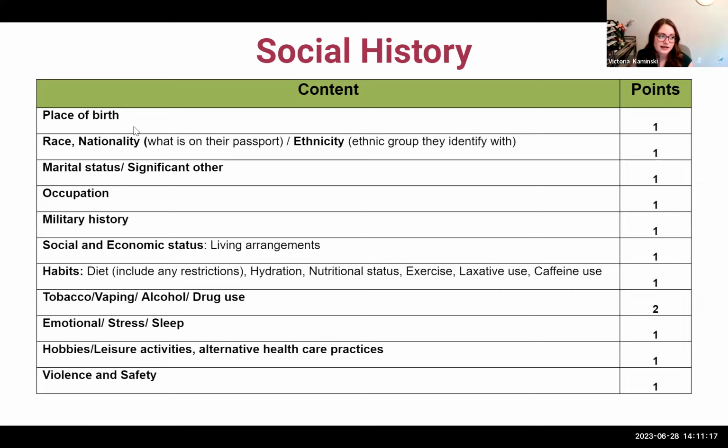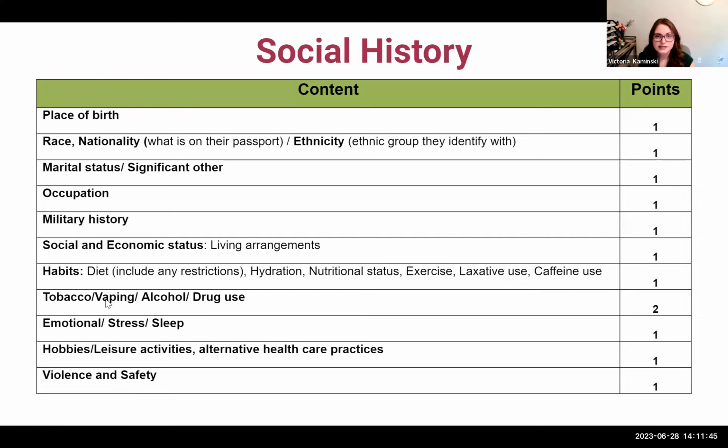Social history, you're going to ask the patient about their place of birth, their race and nationality, and then their ethnicity that they identify with, their marital status, occupation, military history, social and economic status, their habits in terms of diet, if any restrictions, hydration, their nutritional status, exercise, laxative use, and caffeine use. Again, for tobacco, you want to ask about smokeless tobacco as well, and vaping, and any alcohol or drug use.